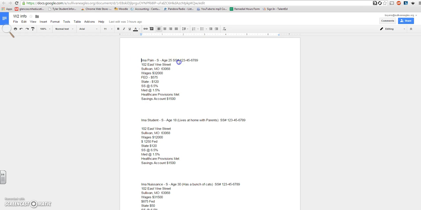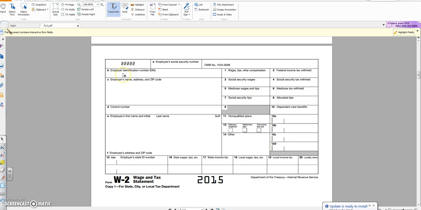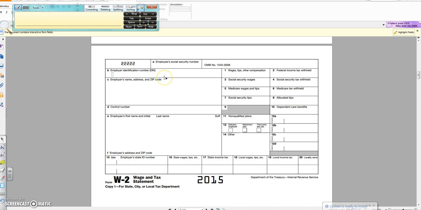So I'm going to work with you with this person, Ima Pain. Using the information that was given to you on Ima Pain, we're going to go ahead and fill out this information. The employer tax identification number is down at the bottom of the sheet, and we'll note that. The employer name is going to be Sullivan School District.